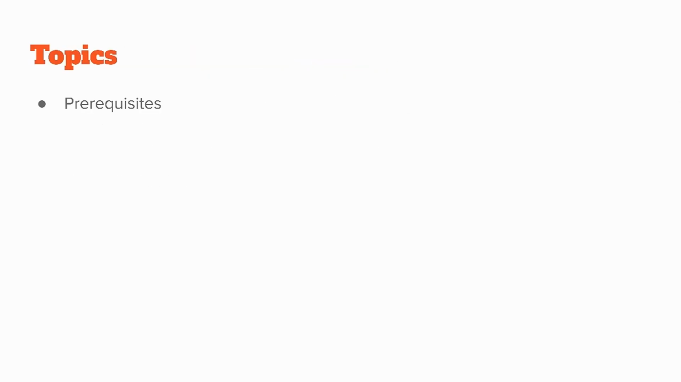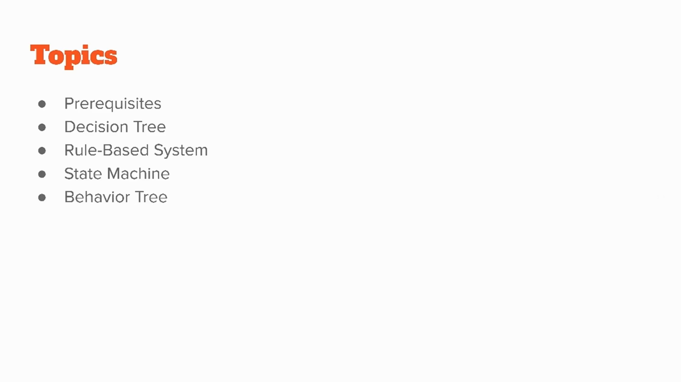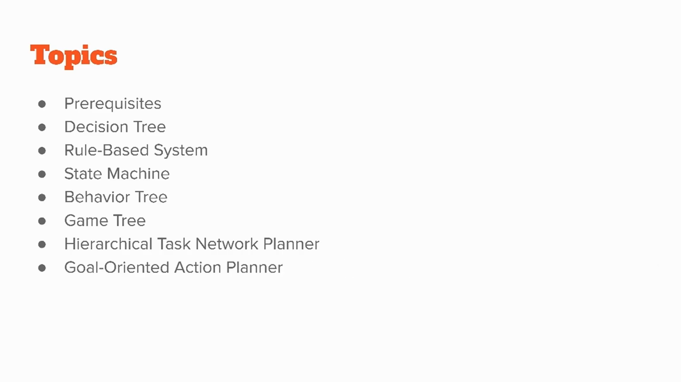So the topics we're going to go through in this talk are just some prerequisites or background info on behavioral AI in general, and then a number of behavioral AI techniques or approaches. That includes the decision tree, rule-based systems, state machines, behavior trees, game trees, hierarchical task network planners, goal-oriented action planners or GOAP, utility AI, machine learning, and AI directors, just as a little bonus.